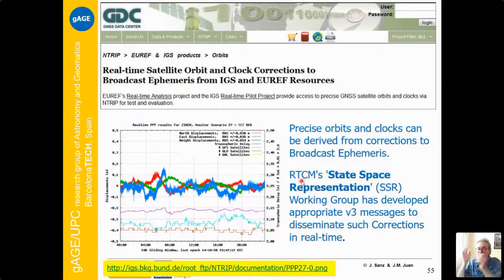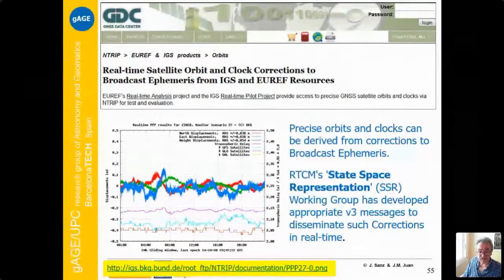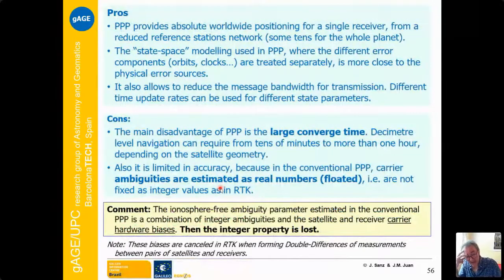As I commented, for PPP there are now different centers providing real-time orbits and clocks. Here we have an example from the products from EUREF, and then we can achieve decimeter level of accuracy. Galileo is developing the high accuracy system. ESA will start the first test for the high accuracy and implementing the PPP. Then we will have a high accuracy signal to implement PPP in real time from the Galileo satellites.